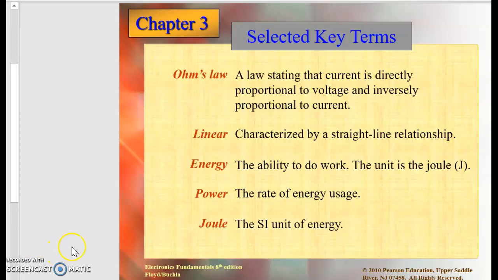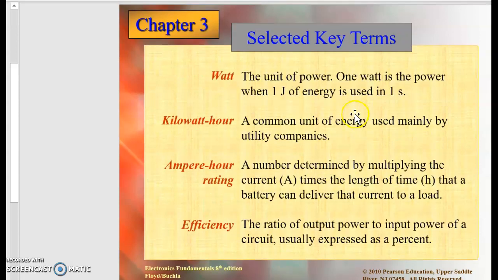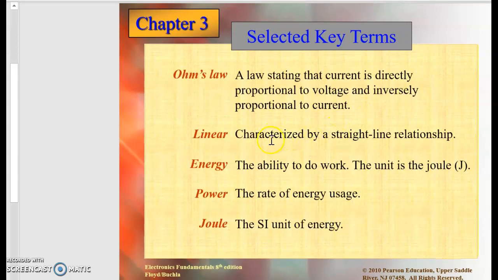Important keys, important definitions. We defined Ohm's law and its relation with voltage and current. Linear: we characterized that the relationship between voltage and current is linear, and that's how you can find the resistance. Energy, we defined as the ability to do work, and it is in units of joules.